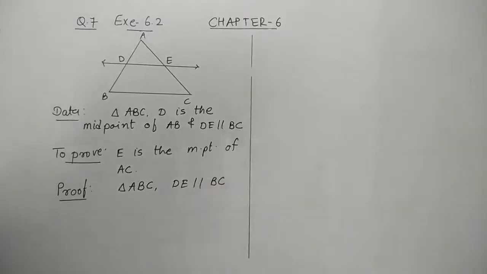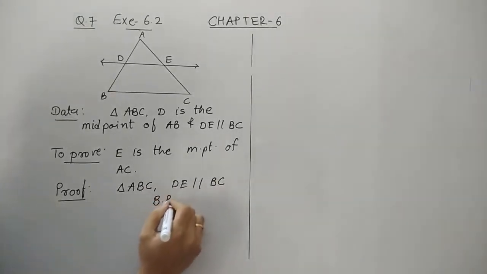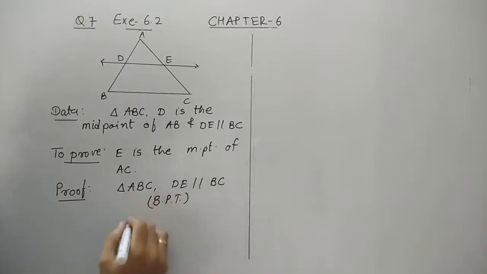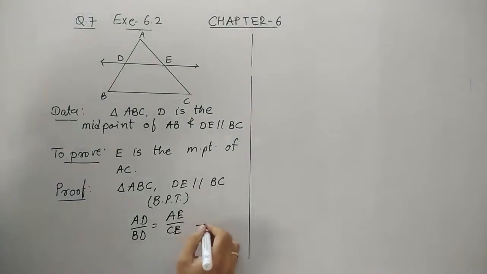Let us use that basic proportionality theorem. So we can write that AD upon BD is the same as AE upon EC. I'll give this as equation number 1.